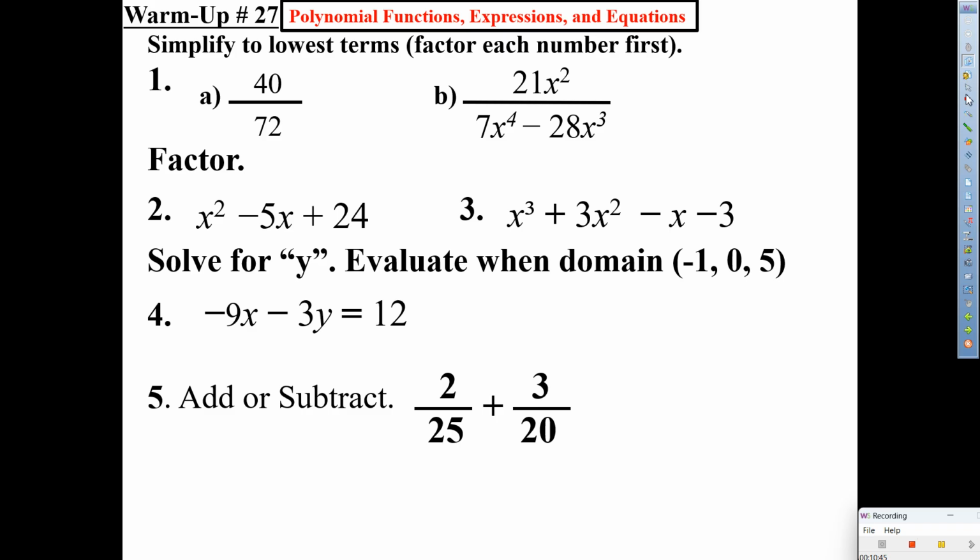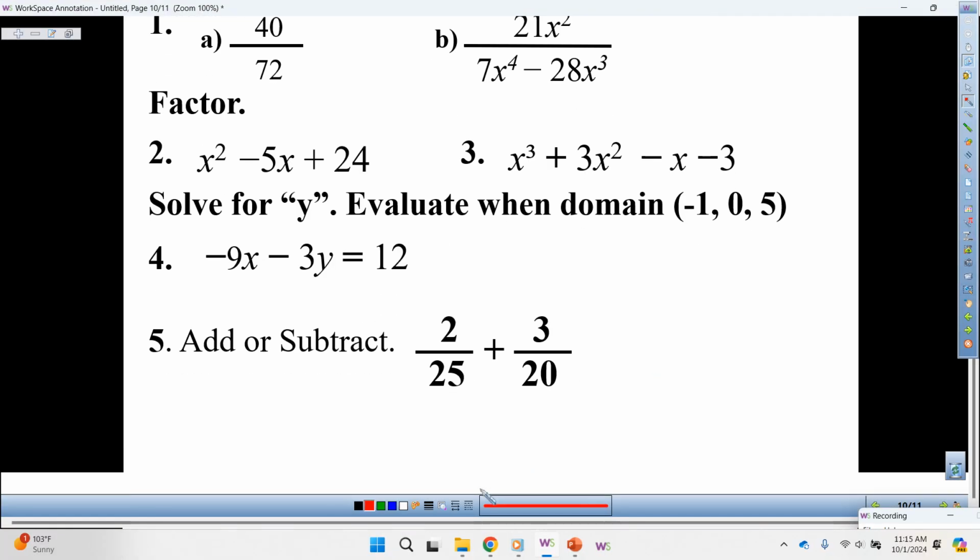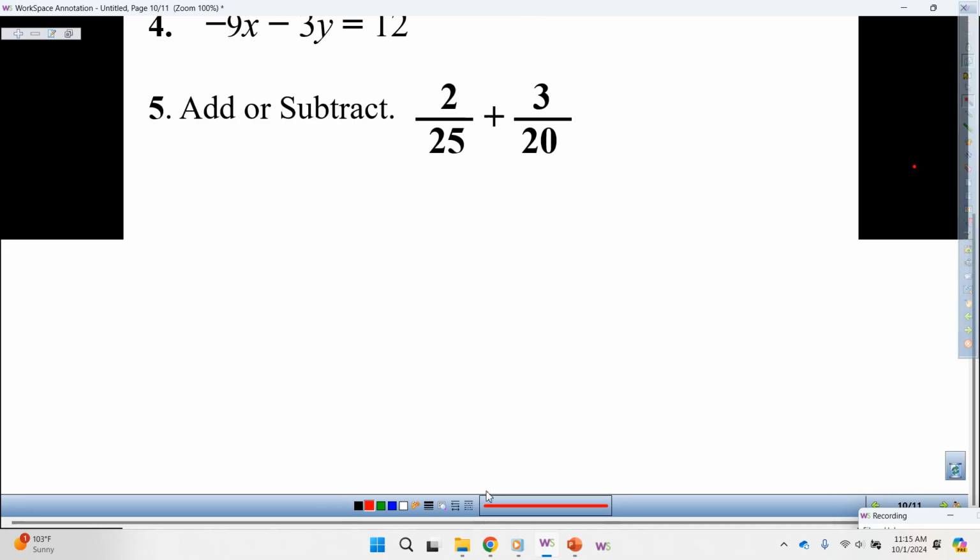Let's go to the last one. Here it goes. Last one says add or subtract. I want you to do this one with me. First question, look up. What's a GCF between 25 and 20? Think about it. Tell your neighbor, please. GCF for those two numbers.